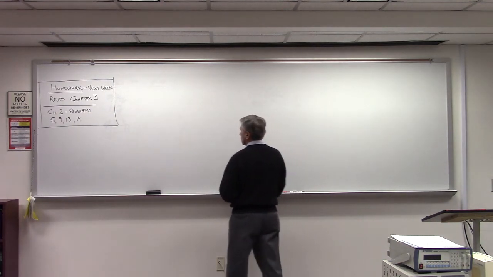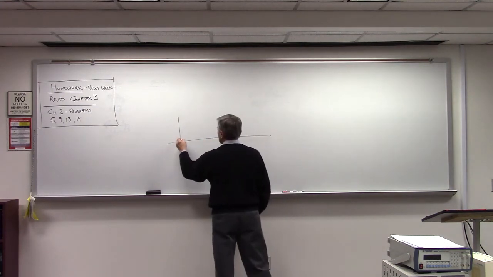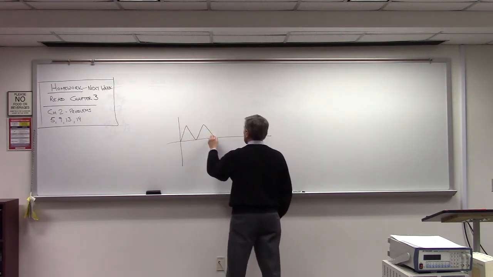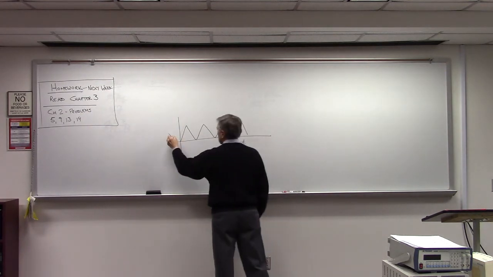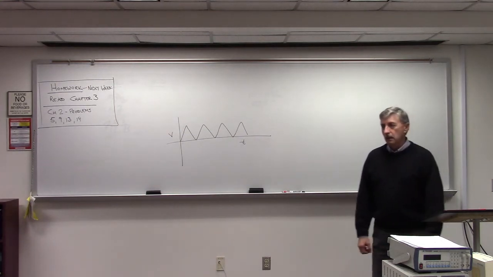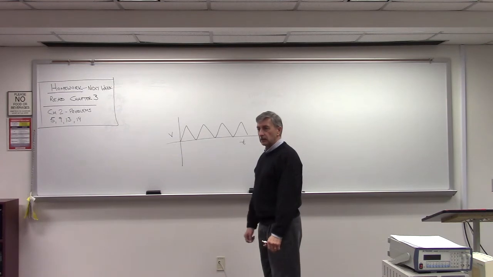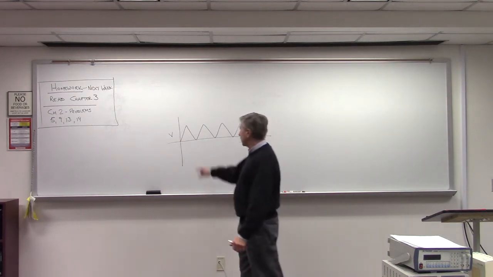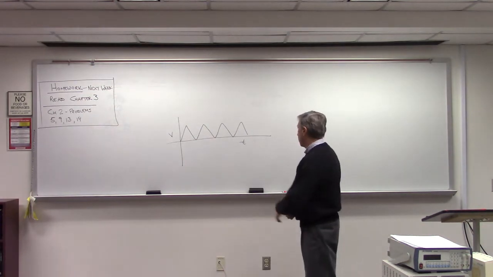So let's just say you had this. Alternating or direct? That's still direct, right? Still direct, because it's not below the negative, not below the 0 axis, okay? All right.